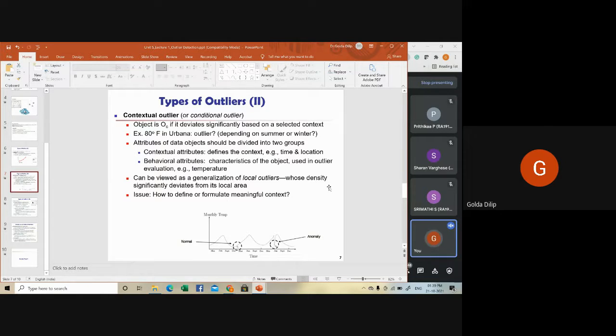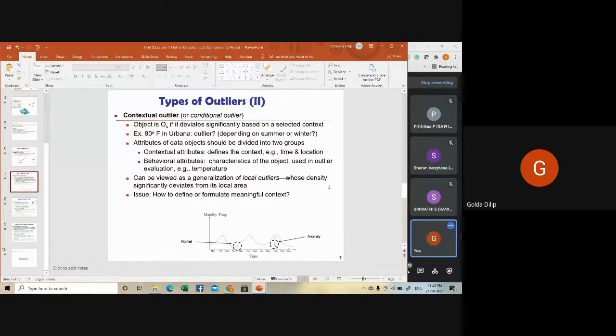For example, based on the time or the location, the characteristics of the object will change. Take temperature: 25 degrees Celsius may be too hot or too cold depending on whether it is summer or winter, or which part of the country you are looking into, whether it is Canada or Chennai. Based on that it varies. That's when we call it a contextual outlier. It defines the context based on the time, the location, and various other characteristics.